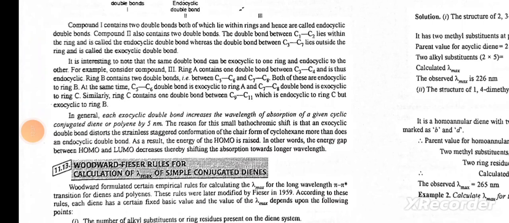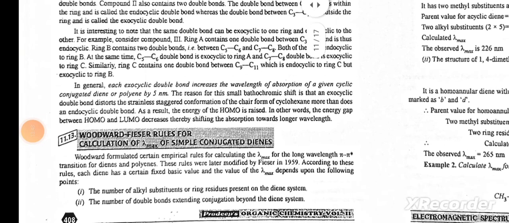The double bond between C1 and C2 lies within the ring and is called the endocyclic double bond, whereas the double bond between C3 and C7 lies outside the ring and is called the exocyclic double bond. It is interesting to note that the same double bond can be exocyclic to one ring and endocyclic to the other. For example, consider the compound: ring A contains one double bond between C3 and C4 and is thus endocyclic.